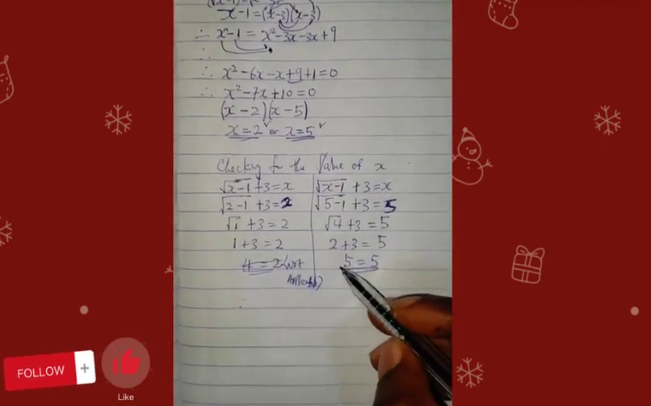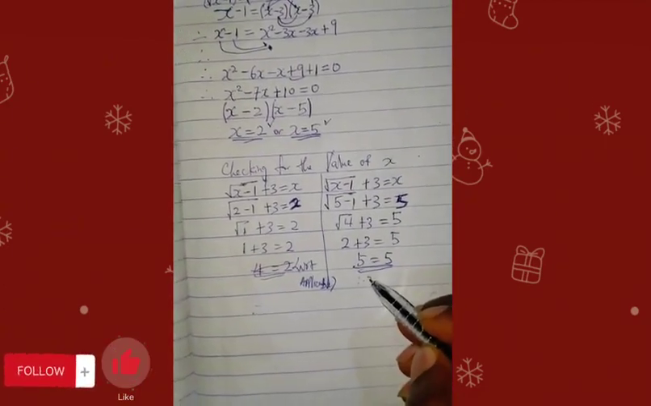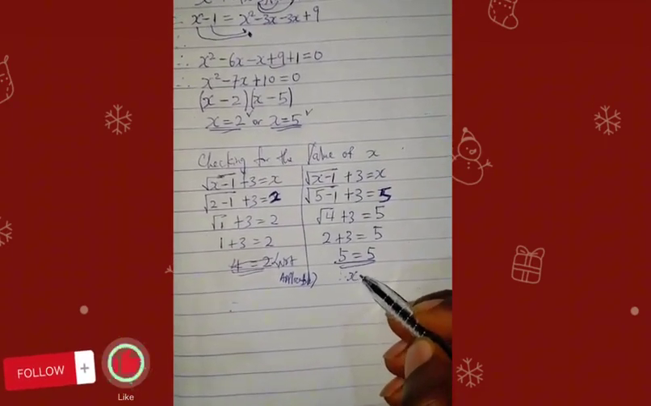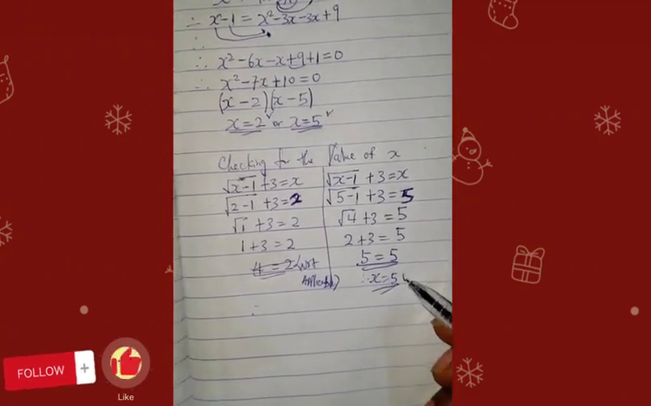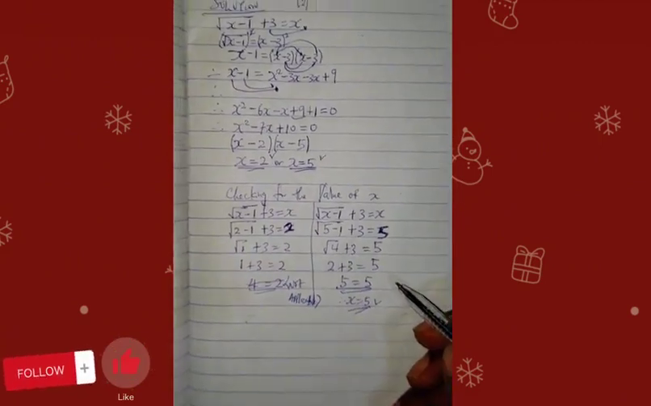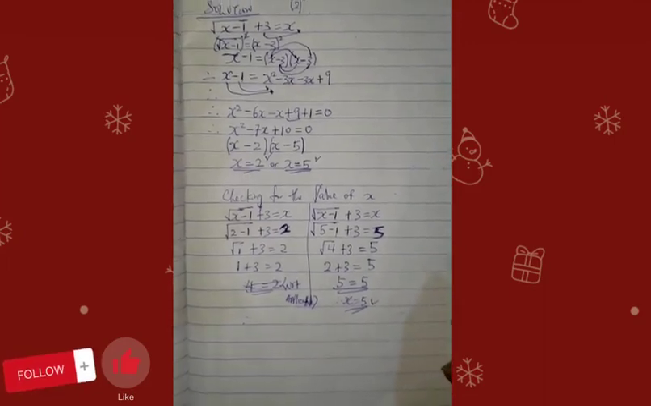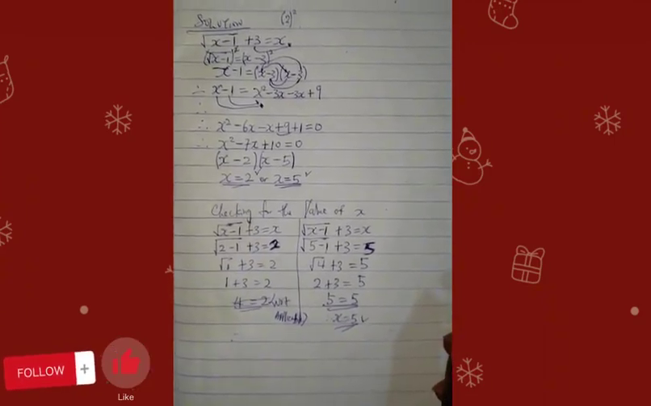Therefore, that means our final answer is x is equal to 5. So I hope that you have been able to understand the concept of this topic.